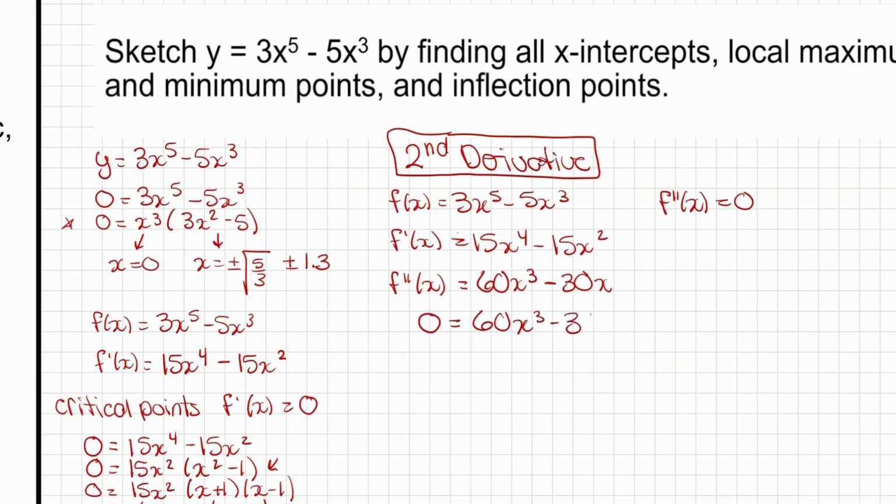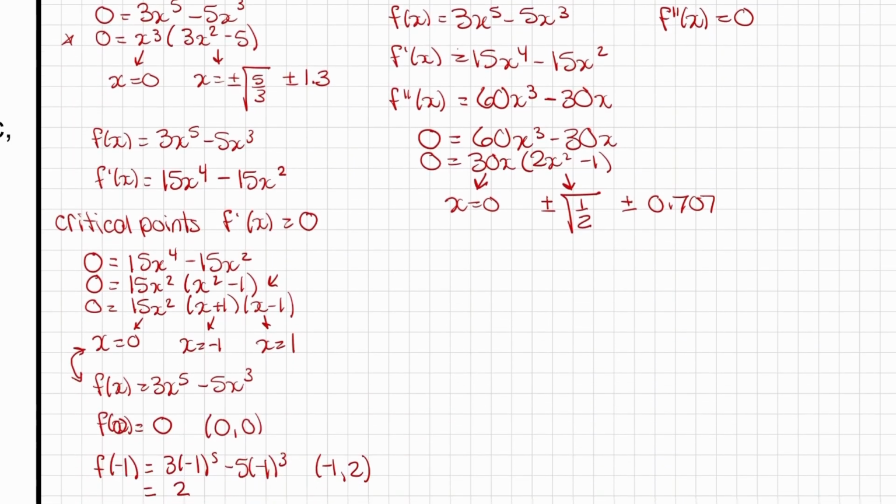60x cubed minus 30x. I can pull a greatest common factor out of there, actually this time of 30x, and I am left with 2x squared minus 1. This tells me that there is something going on at x equals 0. And my other points of interest will be plus or minus the root of 1/2. And the root of 1/2 is approximately 0.707.